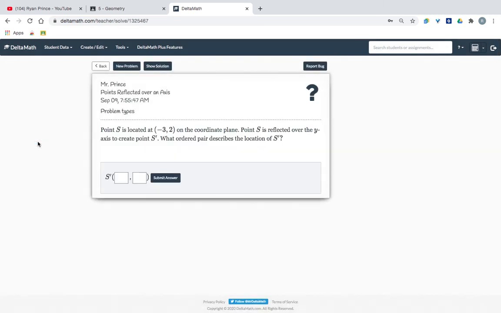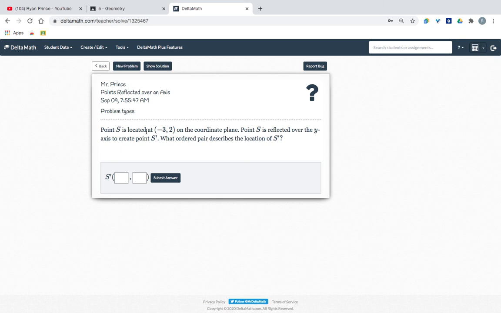This one you don't have a graph. You've got to think about it. Sometimes it might have you reflect twice, but this one's only going to do it once. It says point S is located at (-3, 2) on the coordinate plane. Point S is reflected over the y-axis to create point S apostrophe. What ordered pair describes the location of S apostrophe?